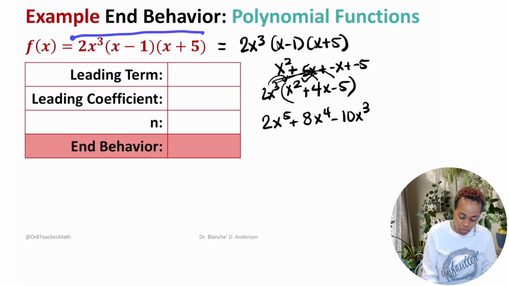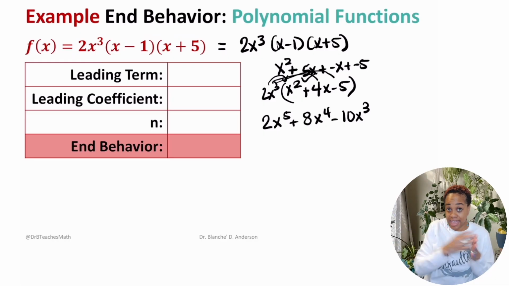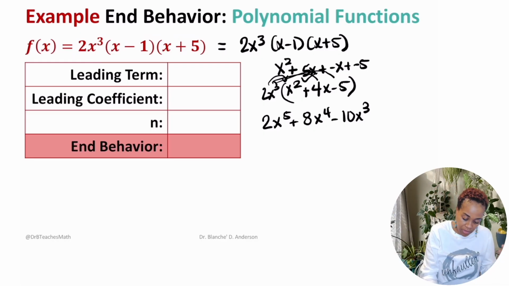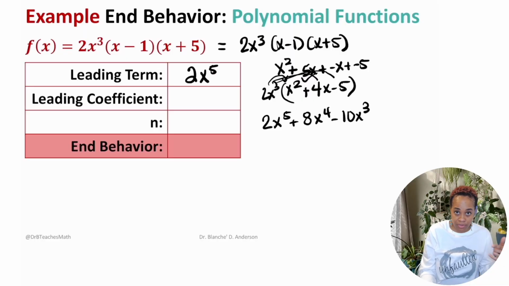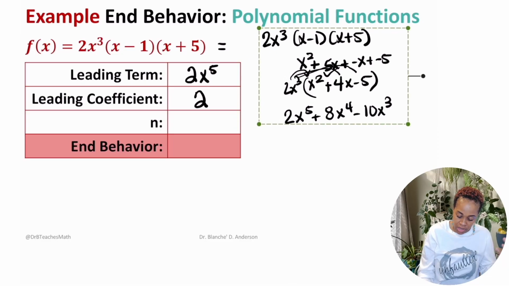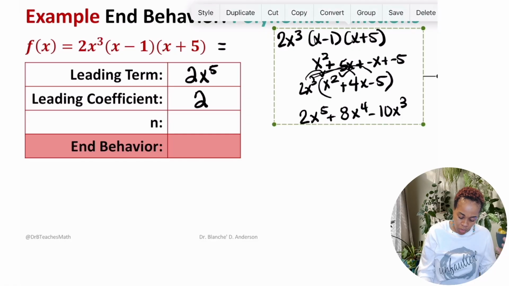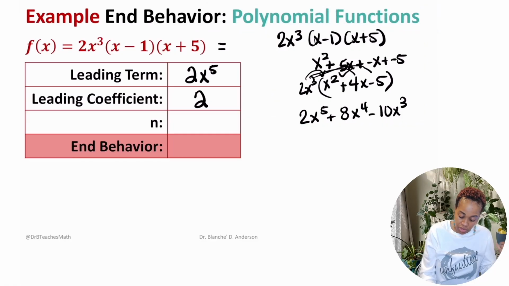So hopefully you remember when you see it this way, you can just add up all the x variables and put them together. So that's 2x to the fifth, right? What's the leading coefficient? The leading coefficient is 2, right? So far so good. And then what is the degree? The degree of this is 5, right?